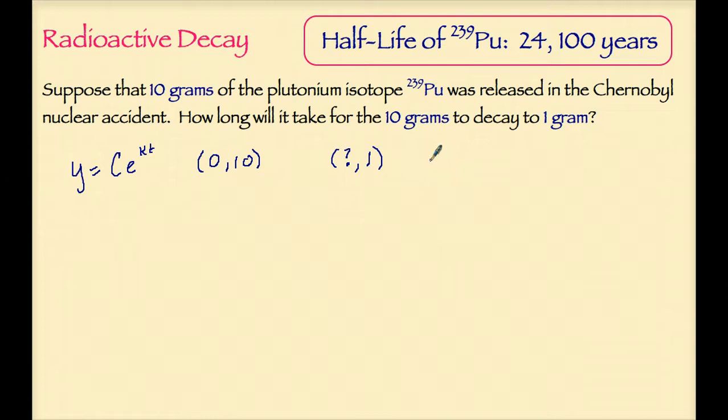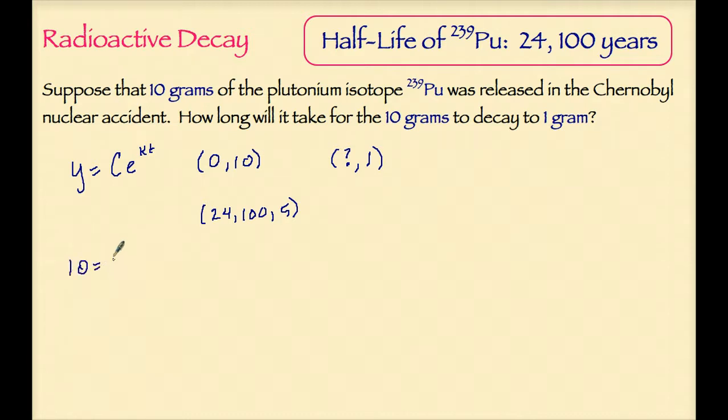But we need another initial condition, and that's given to us here. The half-life of 239Pu is 24,100 years. So for this 10 grams to decay to 5 grams, the time will be 24,100 years. That's our second initial condition. We'll be able to use these two initial conditions to solve for C and k. Once we have our specific solution, we'll be able to find the time at which the isotope will be 1 gram. So let's start with the initial condition (0, 10).